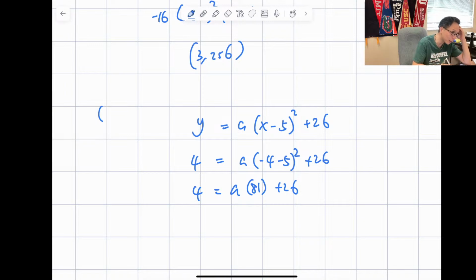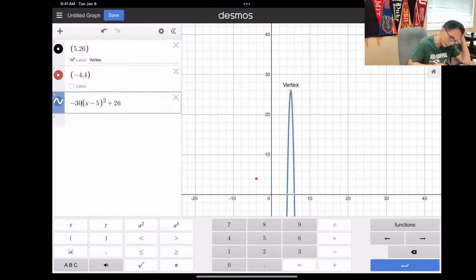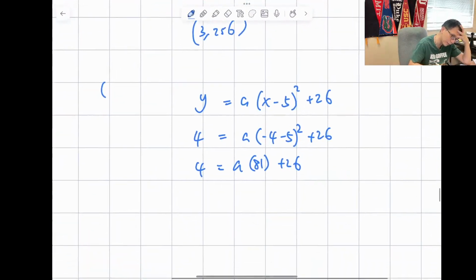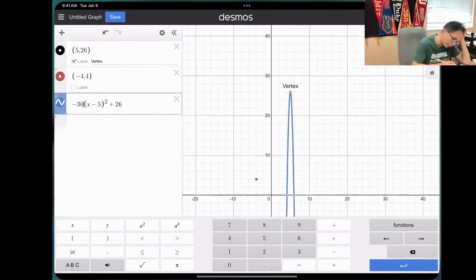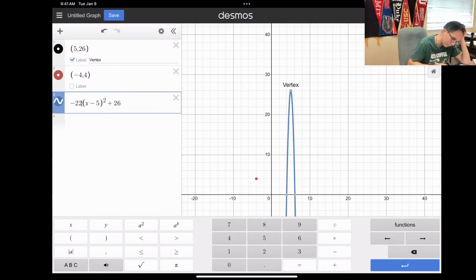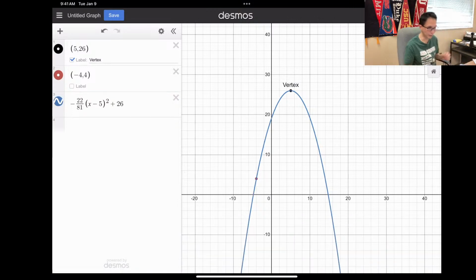Why is a -4 a +4? Hold on, let's look at the equation. -4 for x. This is +4. Okay, so that's going to be subtract over. So that's going to be 22, 81. And a is equal to -22 over 81. And let's go back to plug in -22 divided by 81. Do you see that parabola going through exactly the right place?